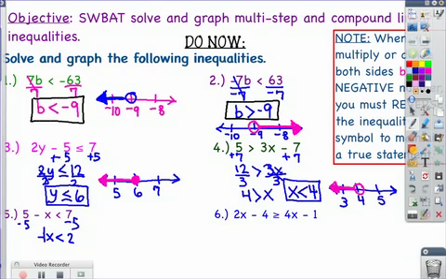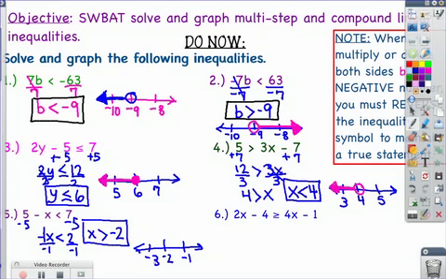Since I'm dividing both sides by a negative, I need to flip my inequality symbol, and my final answer is x is greater than negative 2. Draw my number line. Negative 2 is not included as a solution, so it's an open circle, and I'm shading to the right.